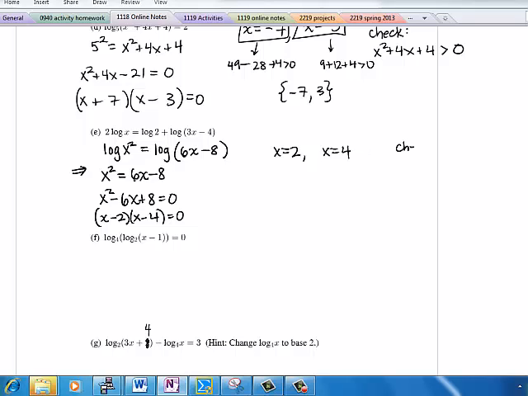And this time we want to check the original inputs, which were x and 3x minus 4. So is x greater than 0, and is 3x minus 4 greater than 0? And for each of these, I think both are true. Certainly both are positive. 3 times 2 minus 4 is positive, and 3 times 4 minus 4 is positive. So yes, both of these would be valid inputs for the original. So we get two solutions.